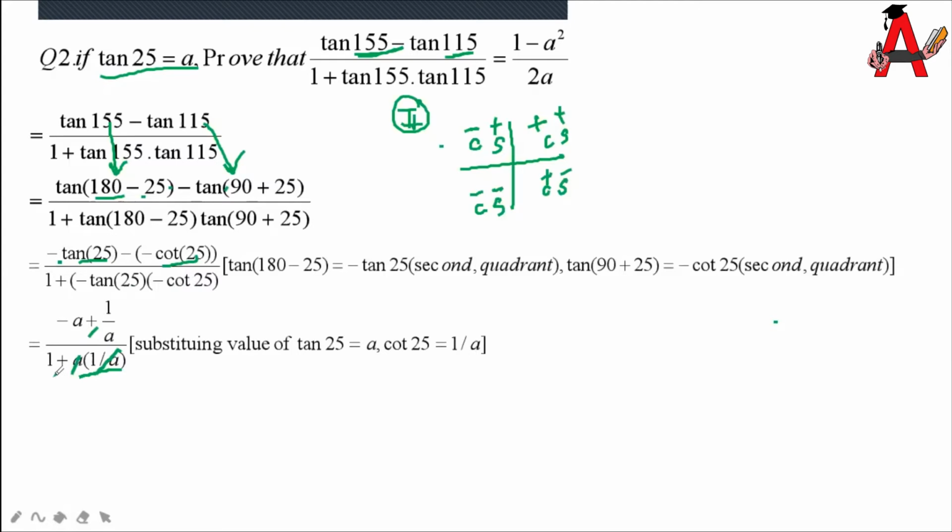What we get in the denominator is 1 plus 1, 2. And in the numerator we will get minus a square plus 1 upon a, which can be written as 1 minus a square upon 2a. This was the second question. Let's move on to the third.